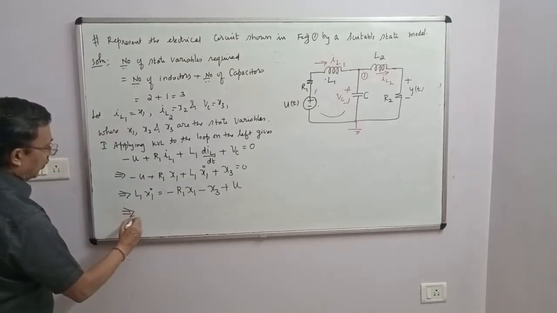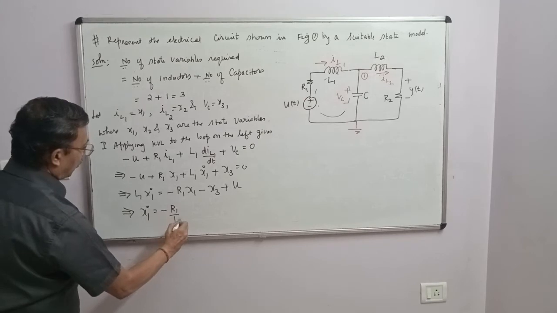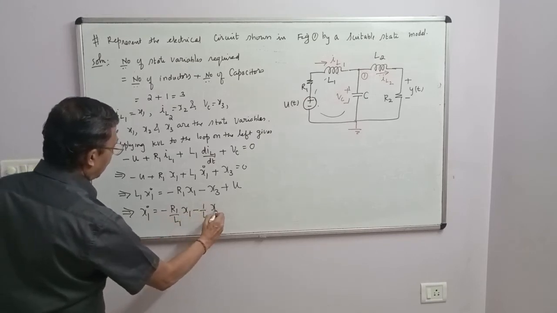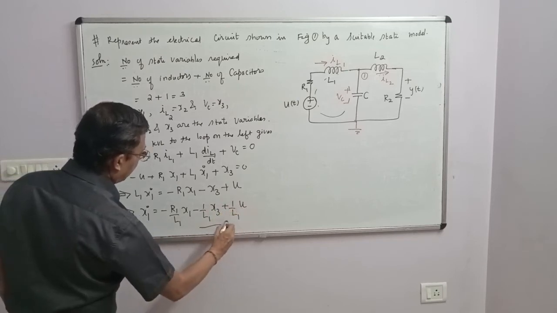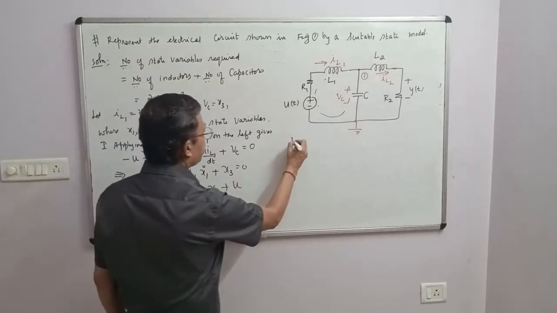Divide throughout by L1. So you get x1 dot is equal to minus R1 by L1 into x1 minus 1 by L1 into x3 plus 1 by L1 into U. This is equation 1. Second step.